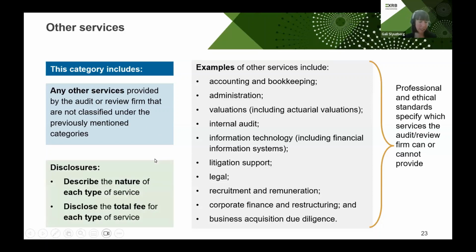The disclosures that are required for each type of service are, again, to describe the nature of each type of service and disclose the total fee for each type of service. We have used the term type of service a lot, so just noting that the examples listed on this slide are what we are talking about when we say types of services. So say for your other services category, you would have a line for each of those types of services that are mentioned in the gray box here.